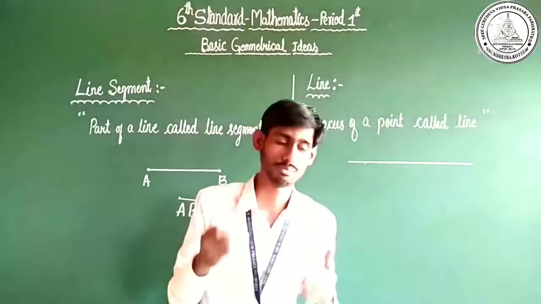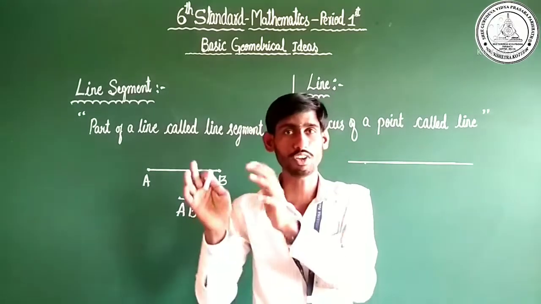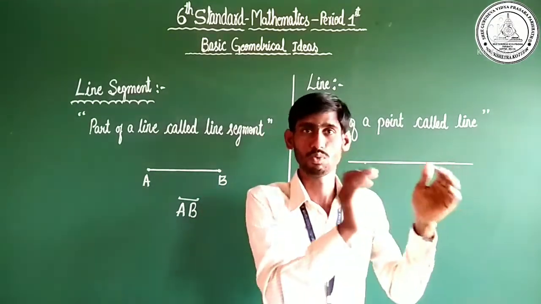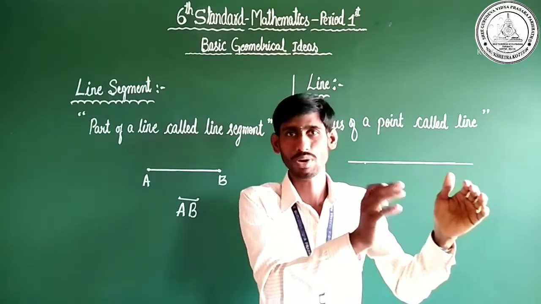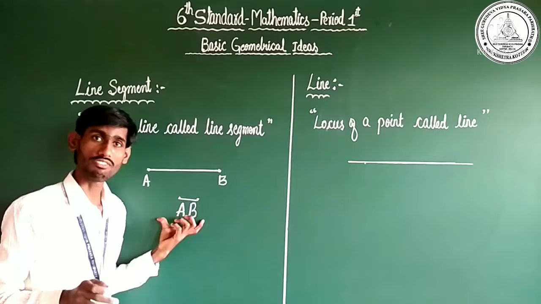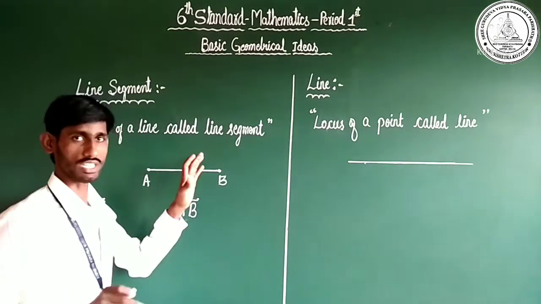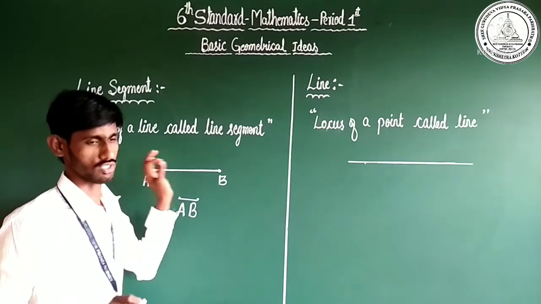Just imagine your home, your personal room, I mean your bedroom. The bedroom is a part of your home. The kitchen is a part of your home. One part. Like that, a line segment is a part of a line. Very important point. And it also has two points, that is, an ending point and a starting point.